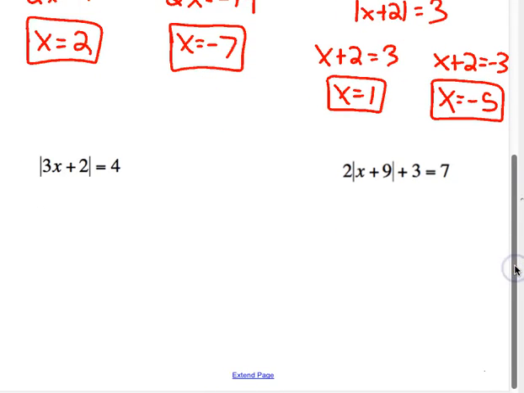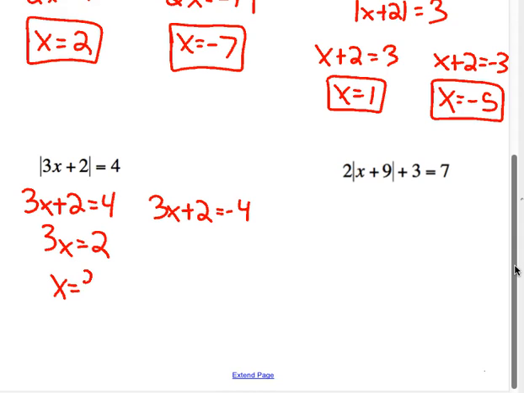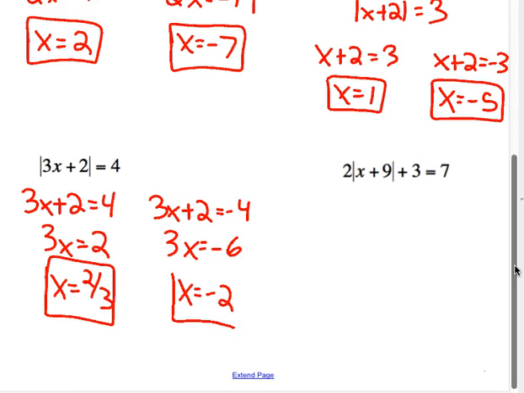Again, just for a little bit extra practice, same thing here. This one, the absolute value is already by itself. So I'm just going to write the equations, the negative and the positive. Now subtract 2, divide by 3, subtract 2, divide by 3. And there you go.